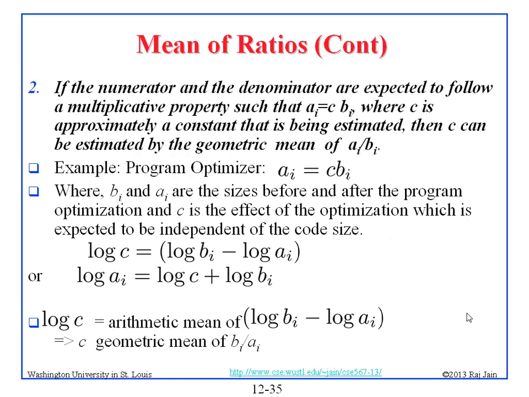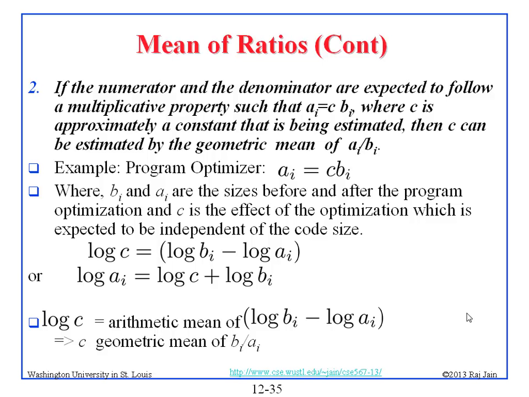If the numerator and denominator are expected to follow a multiplicative property such that A_i is generally equal to C times B_i, where C is approximately a constant and is being estimated, then C can be estimated by the geometric mean of A_i/B_i. So if there is a multiplicative relationship, then yes, you do the geometric mean. An example is program optimization. Just like we thought about the 7 layers of program optimization, this is the same thing. Then we could say that each thing multiplies.